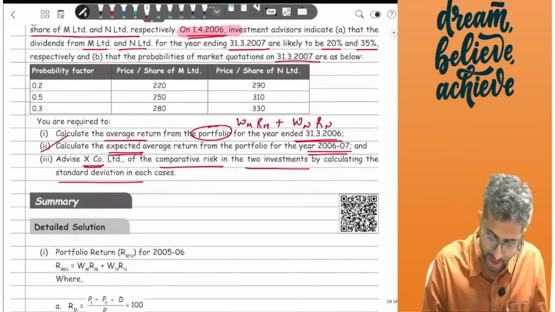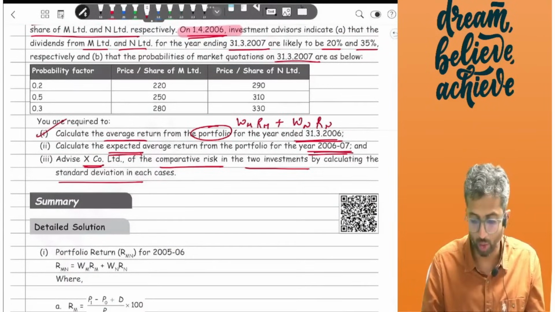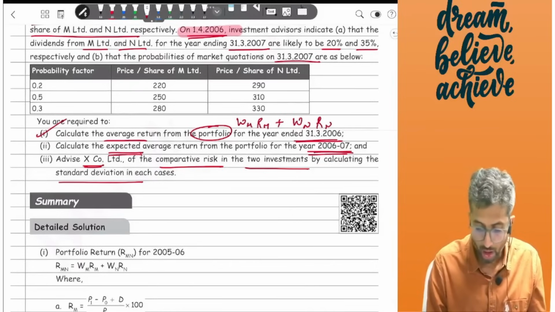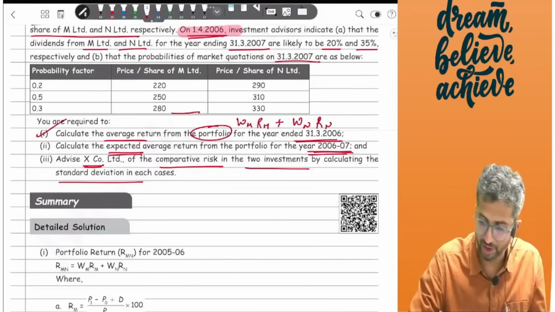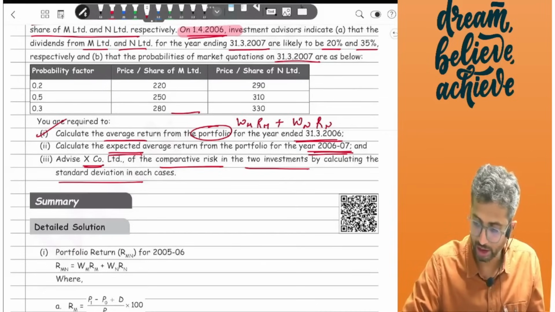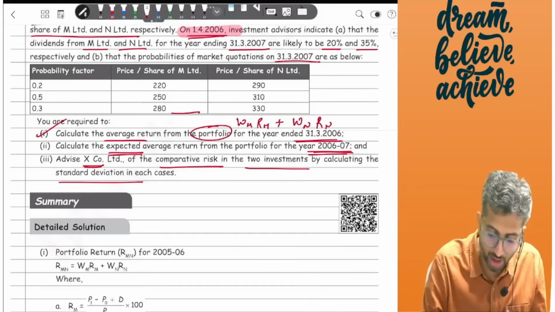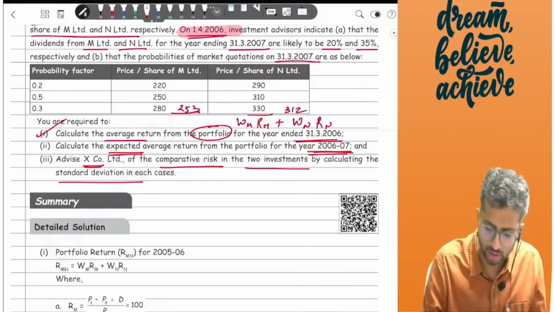The second part says calculate the expected average return for the portfolio for the year 6-7. Now in the year 6-7, you have a series of prices. So you will ask what is the weighted average price? 220 into 0.2, 250 into 0.5 and 280 into 0.3, and hence this comes to approximately 253. Similarly, if I do this working for N, this probably comes to around 312.